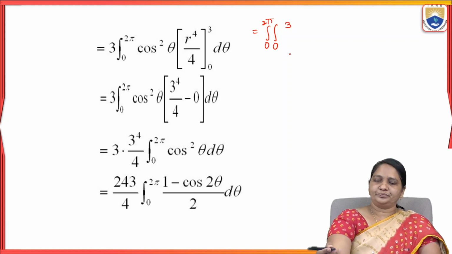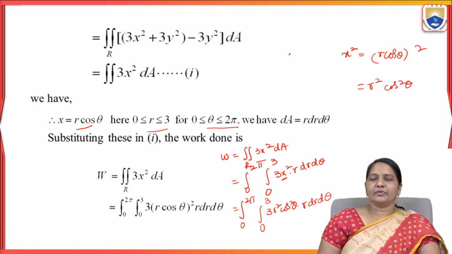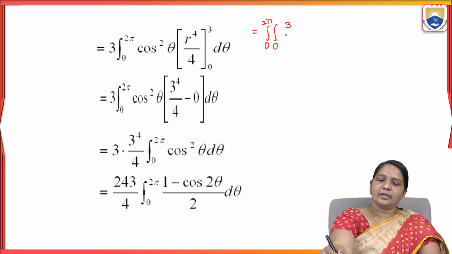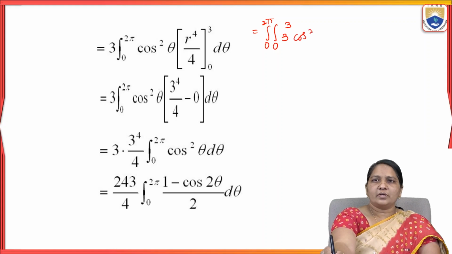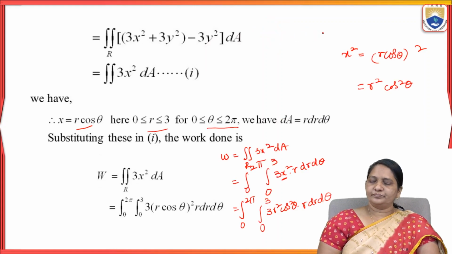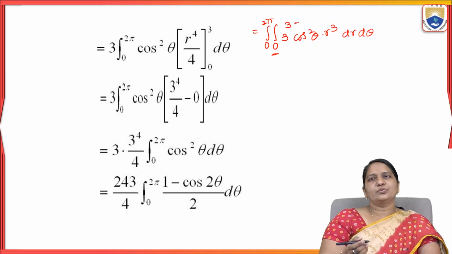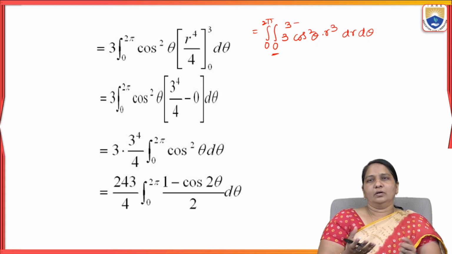So now, the constant we have here is 3 cos squared theta, and here r squared into r, which is r cubed, into dr d theta. So both limits are constants. You can integrate with respect to r or with respect to theta, and either order works because both limits are constant.